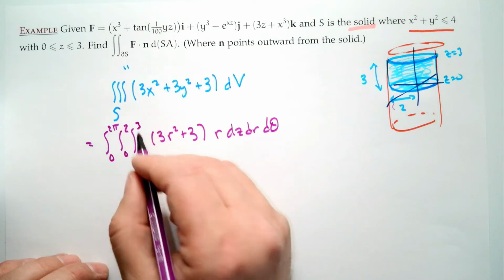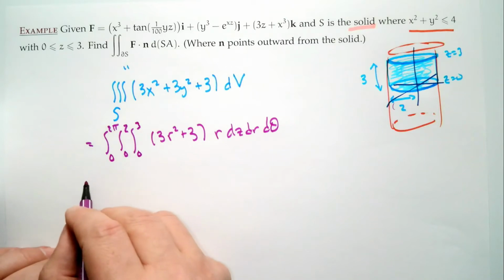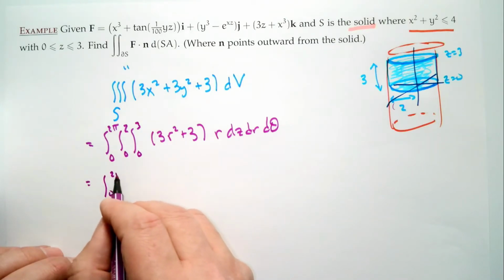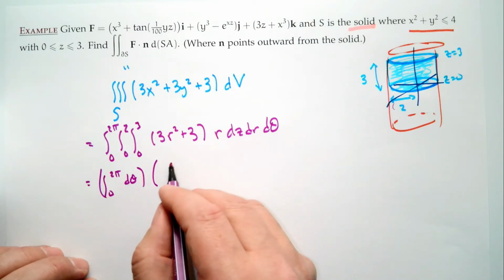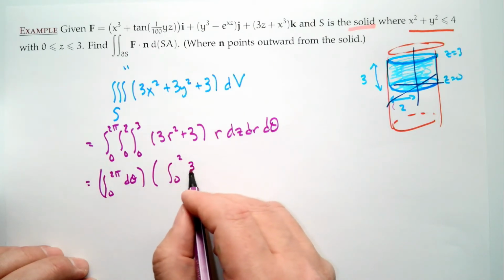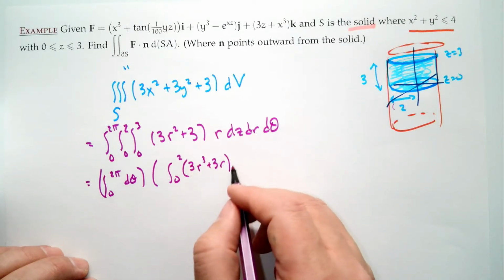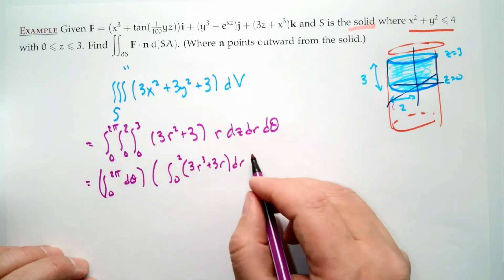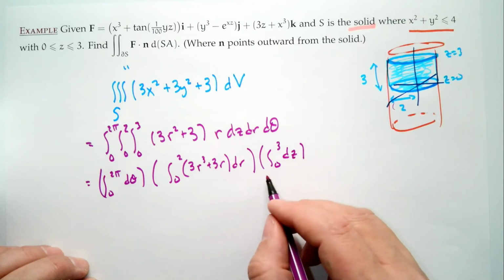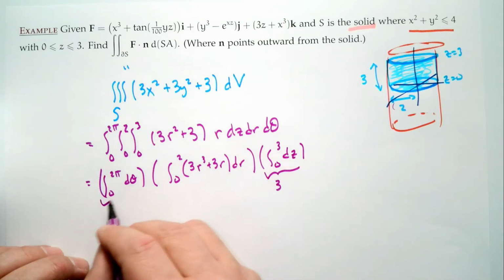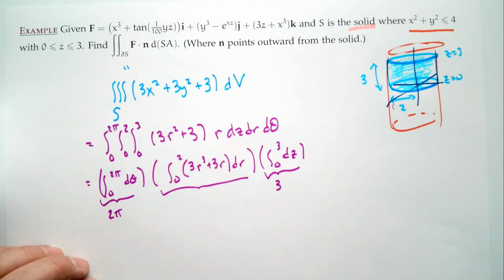So now we see, okay, this is a nice integral. Everything breaks up. In fact, we can really split this into 3 integrals. So we have the integral from 0 to 2 pi of d theta. We have the integral from 0 to 2 of 3r cubed plus 3r dr, multiplying the r through. And then we have the integral from 0 to 3 of dz. So the first and last integrals are pretty automatic. We don't really have to put much thought into them. The middle integral, we have to put a little bit of thought.